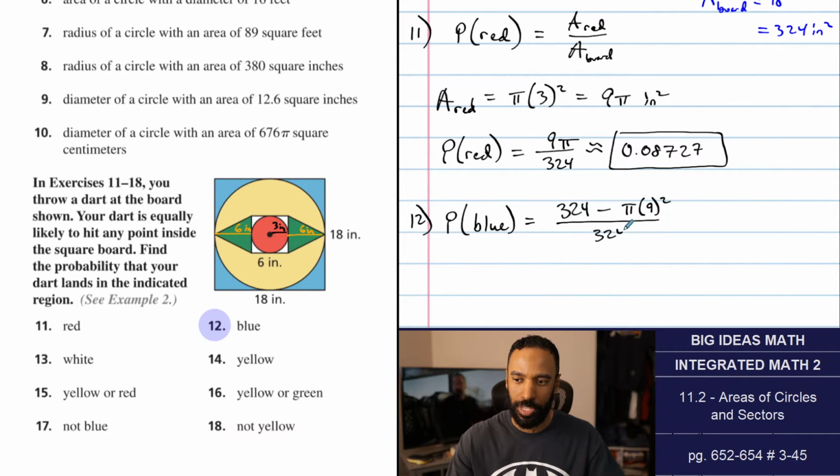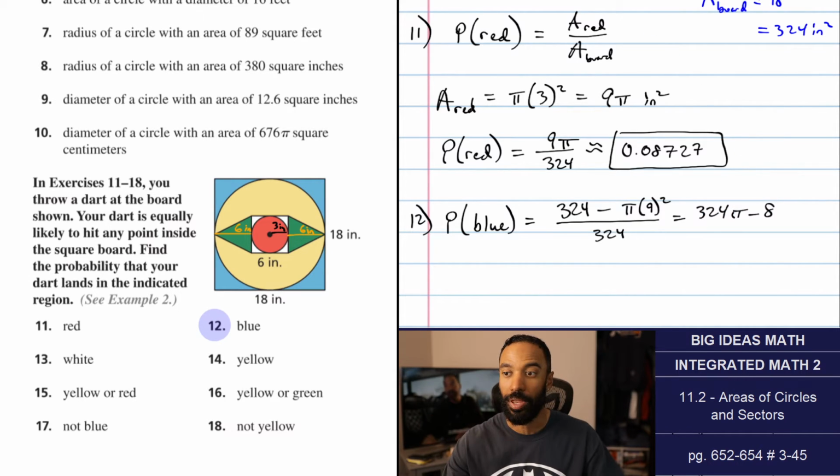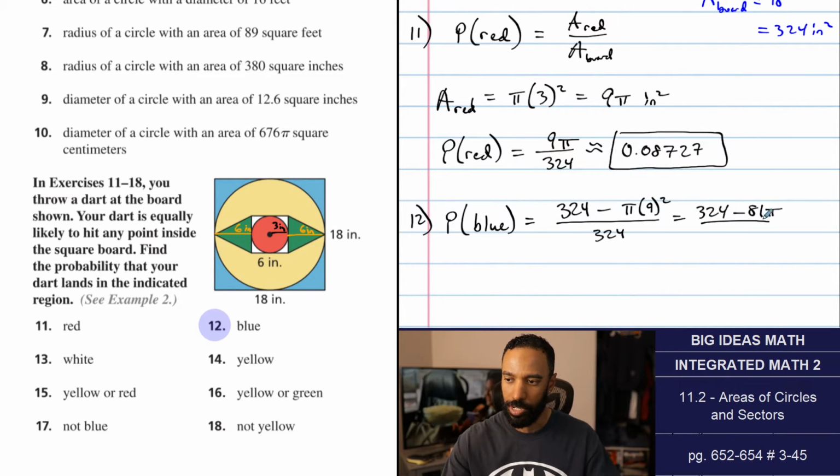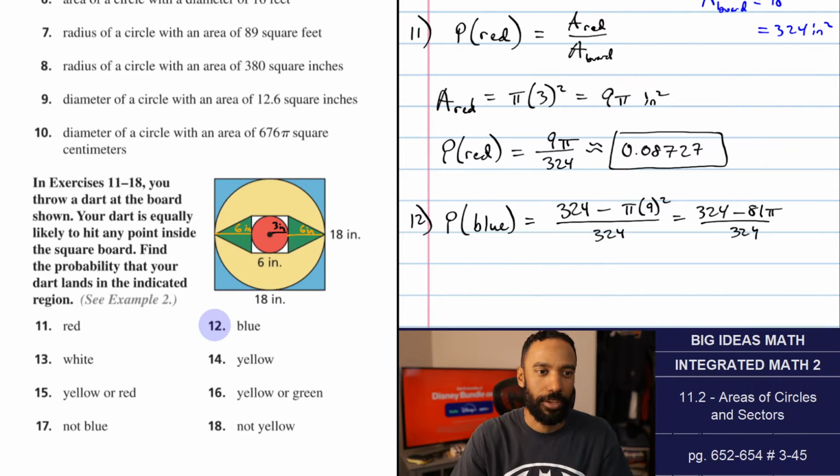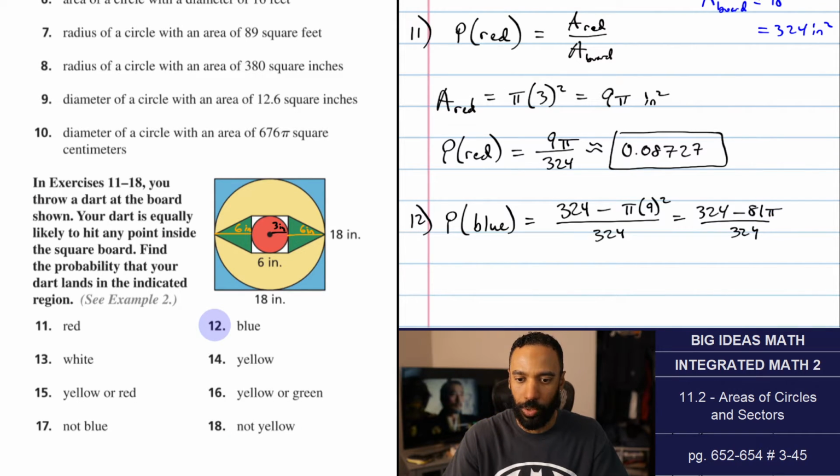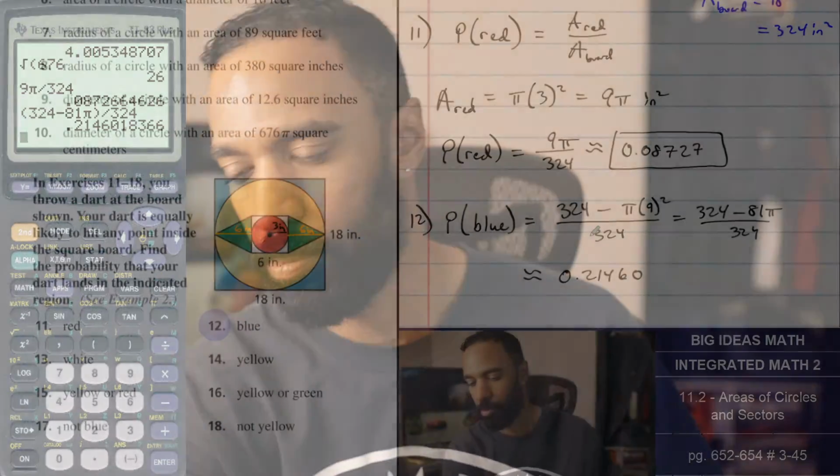And this is going to be out of the same 324 we had before. So 324 minus 81 pi. Now I'm going to go to the calculator and type that one in. Make sure that you are wrapping that numerator in parentheses. So 324 minus 81 pi, and then divide that all by 324. That should get us our probability, 0.21460. About 21.4%.